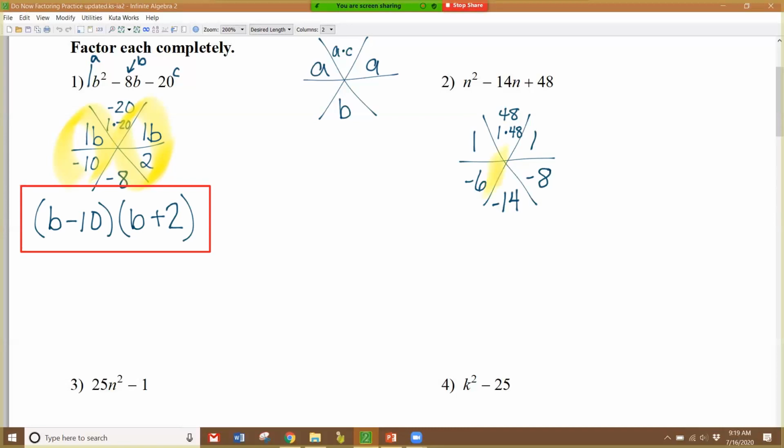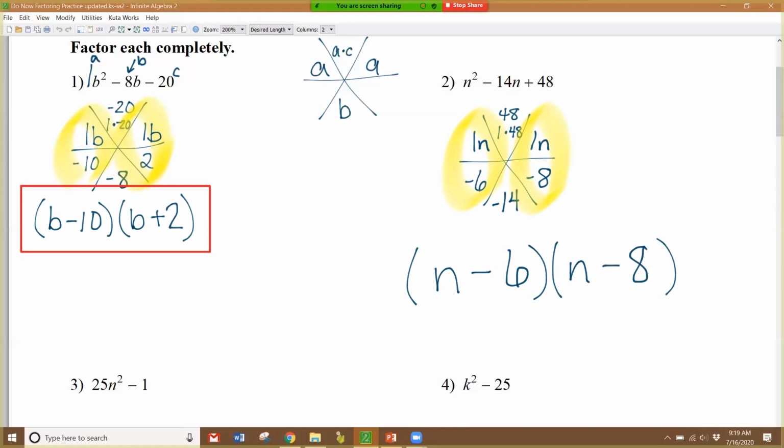So then I'm looking at my fractions. Since there are 1s on top, I know I can't reduce. So I'm going to add my variables to the top and go ahead and write my factors. So 1n minus 6, which is just n minus 6. And 1n minus 8, which is just n minus 8. You are permitted to add those 1s in there. That's okay, but they're not required.